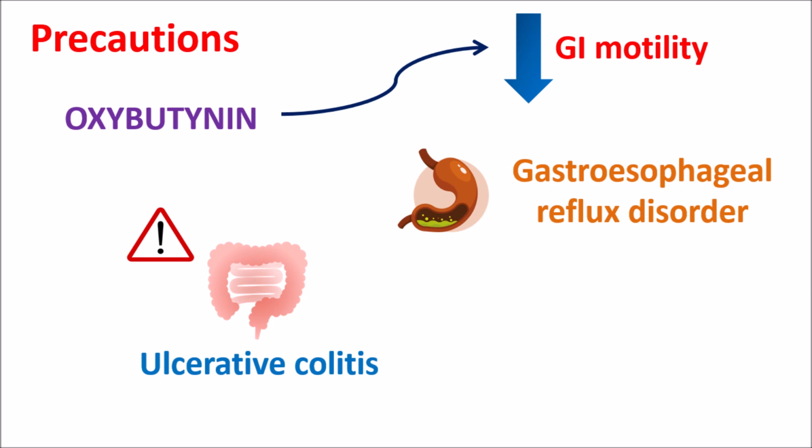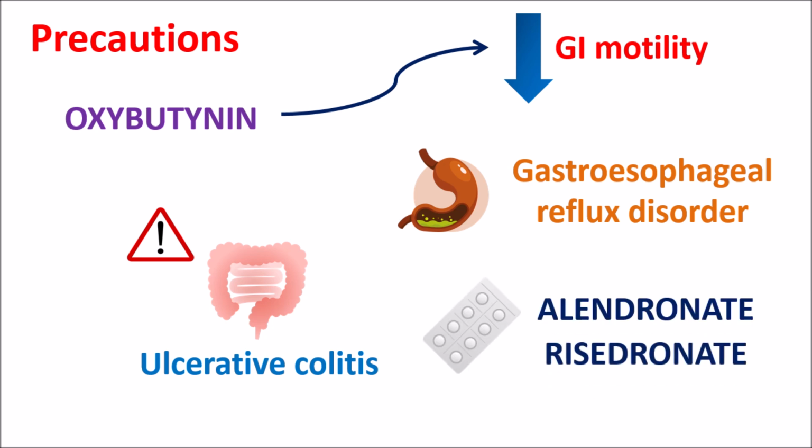A few of the drugs like bisphosphonates, such as alendronate and risedronate, are used for the treatment of osteoporosis.